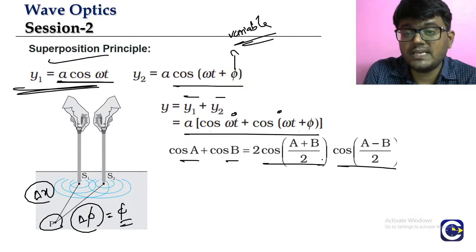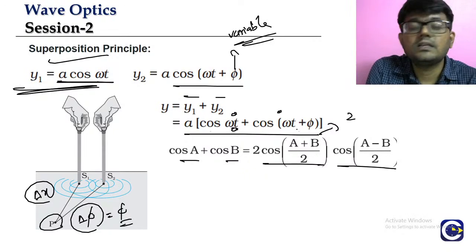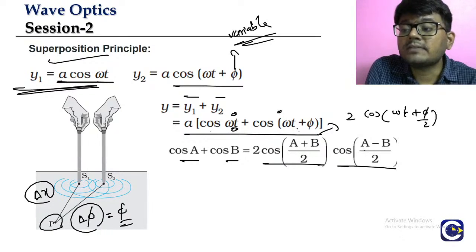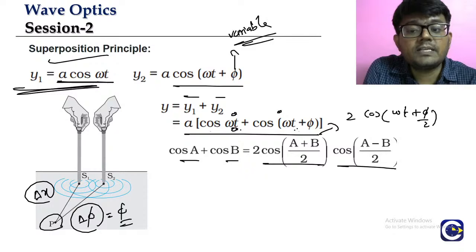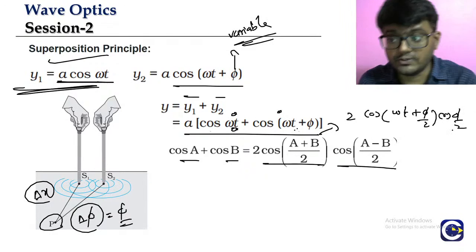What is cos A plus cos B? 2 cos (A plus B) by 2 means what? This is A, this is B. Omega t plus phi by 2 means this will be 2 cos (omega t plus phi by 2). Cos (A minus B) by 2 means (omega t plus phi minus omega t) by 2. That will be cos phi by 2.